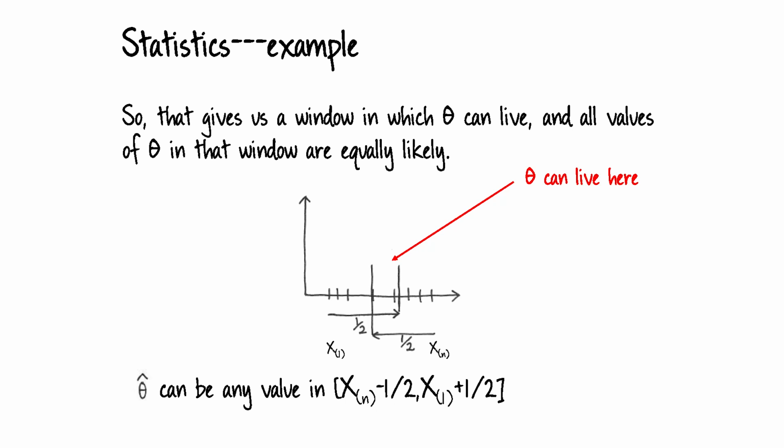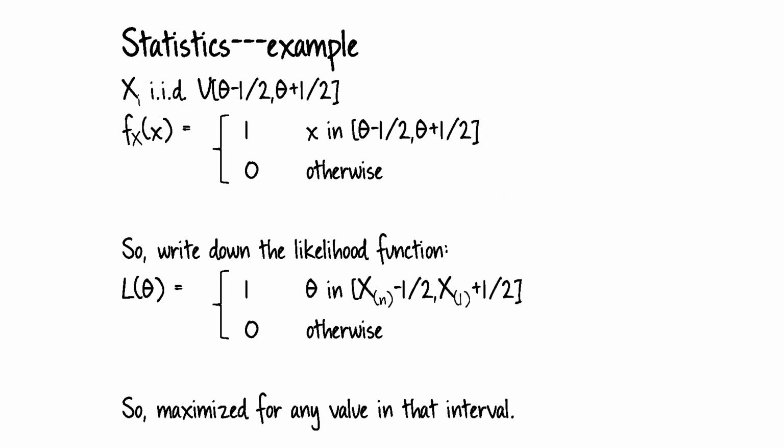Okay? So in fact, if I can flip back if you want, this is the condition that I had on the likelihood function: that theta is in the nth order statistic minus 1/2 up to the first order statistic plus 1/2. There should be an overlap, and the overlap of those two conditions gives us the region where theta can live. Does that make sense? Yes? Okay.